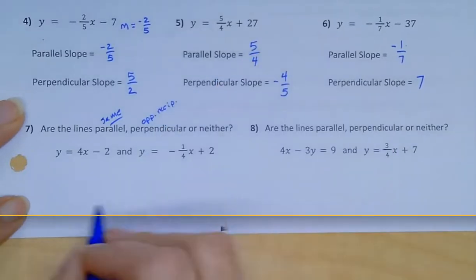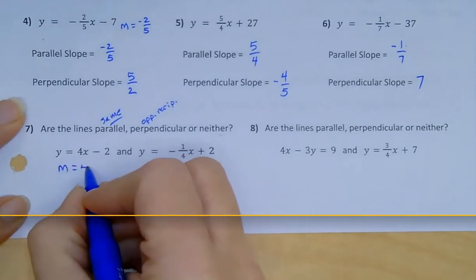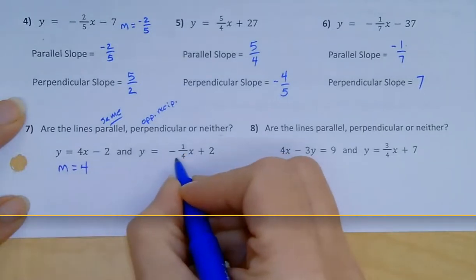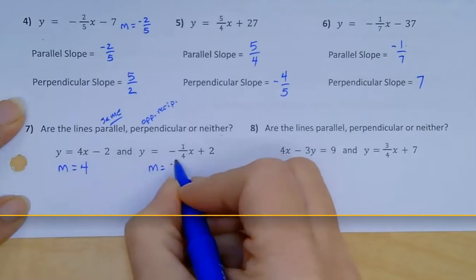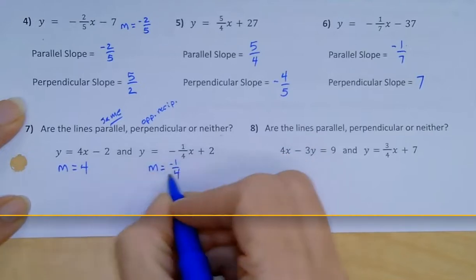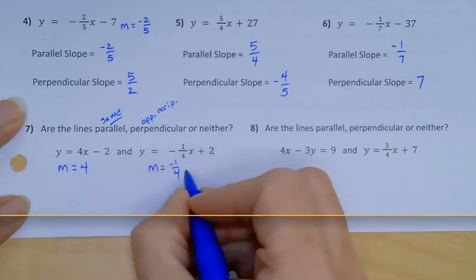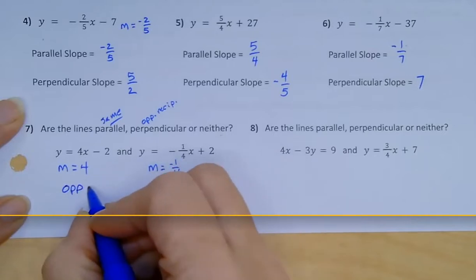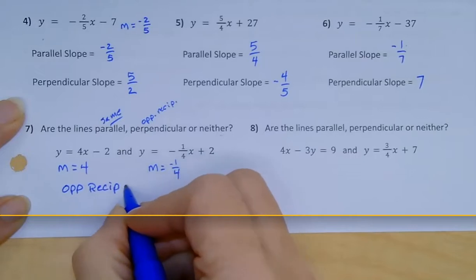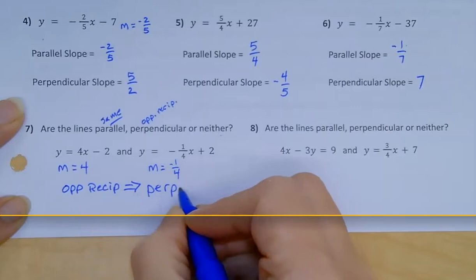Okay, so y equals 4x minus 2, that slope is 4. Over here, y equals -1/4 x plus 2. Well, I see one is positive, one is negative, so they are opposites. And I have 4 over 1 and -1 over 4. These guys are opposite reciprocals. And that means that they are perpendicular. So we're going to say opposite reciprocal means that they are perpendicular. I hope that's what I just said 1 second ago.